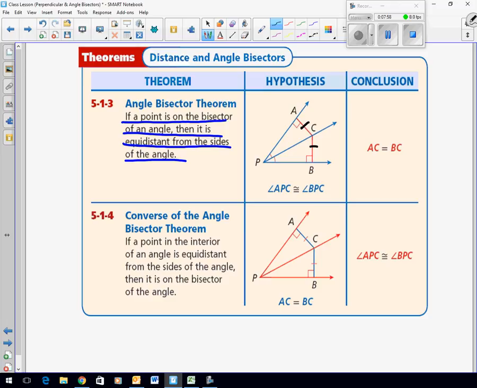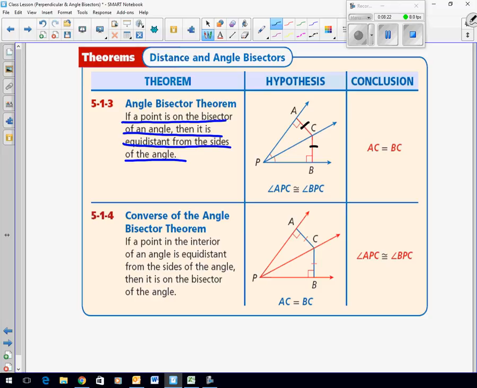I got a question for y'all. If AC is congruent to BC, is triangle APC congruent to triangle BPC? Yes. What theorem proves it true? The triangle theorem. Your reflexive property helps you out. Nope. How are the triangles?